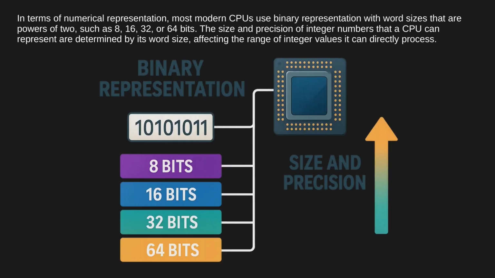In terms of numerical representation, most modern CPUs use binary representation with word sizes that are powers of 2, such as 8, 16, 32, or 64 bits. The size and precision of integer numbers that a CPU can represent are determined by its word size, affecting the range of integer values it can directly process.